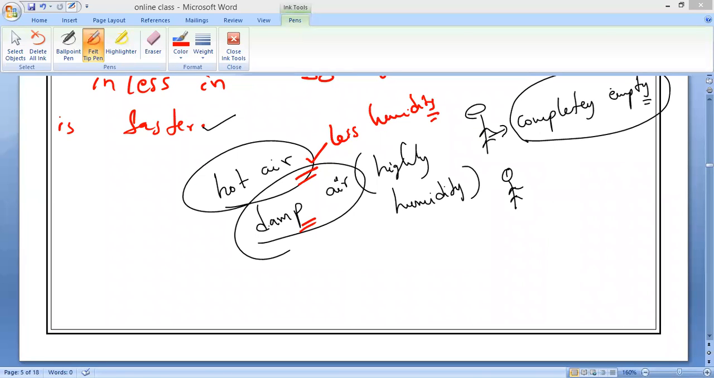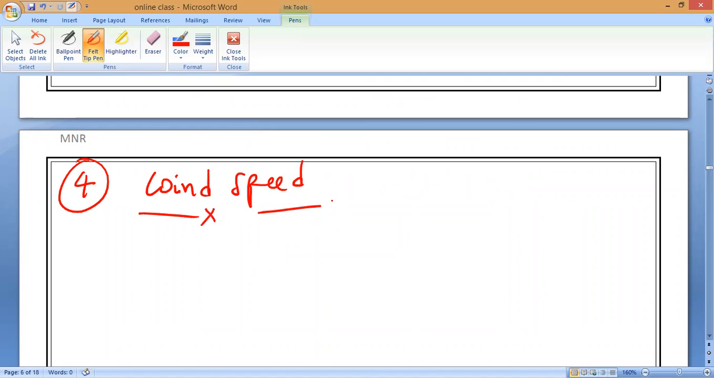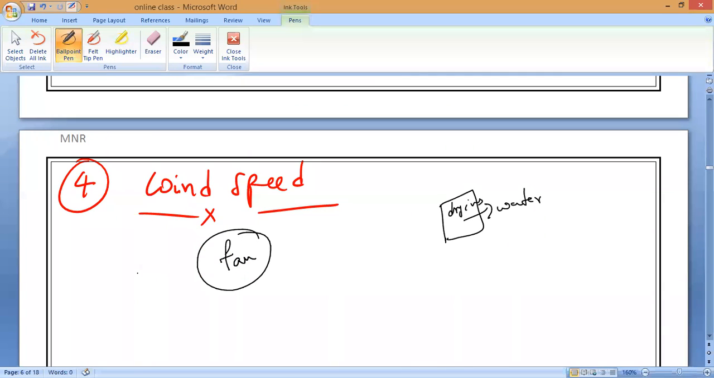Next one, wind speed. What is the fourth one, guys? Wind speed. Now you tell me, for example, if you want to dry paper, suppose unfortunately your important document falls into the water. Now you want to keep it drying. How can we keep it? We'll keep it under the fan. Why are we keeping it under the fan? Anyone?